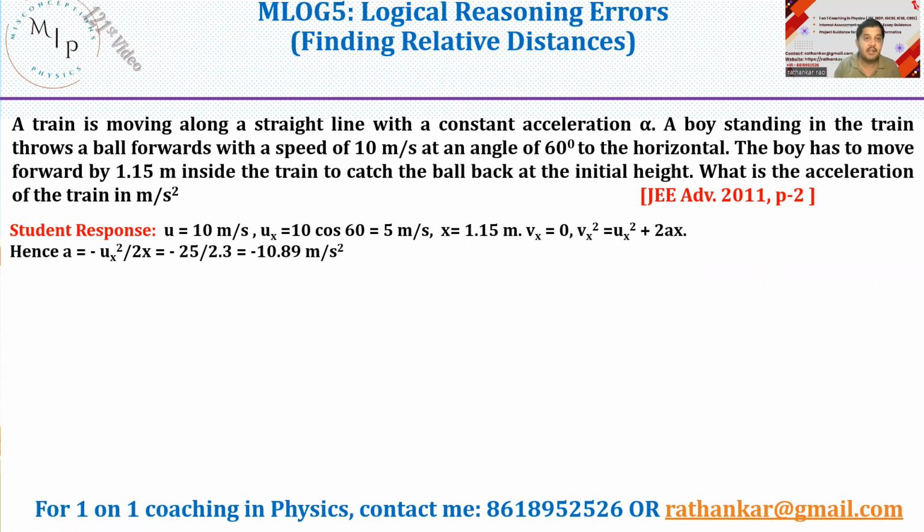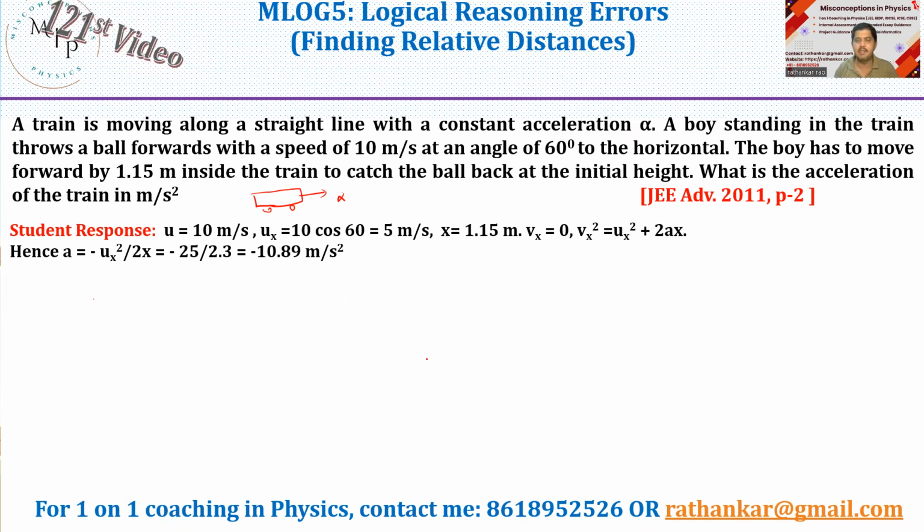A train is moving along a straight line with a constant acceleration alpha. So you have a train. I need some space, so I'll write it here. Train which is moving with an acceleration alpha. Usually we give it as a, but here it's given as alpha. This problem is taken from the JEE Advanced paper. A boy standing in the train throws a ball forwards with a speed of 10 meters per second at an angle of 60 degrees to the horizontal.